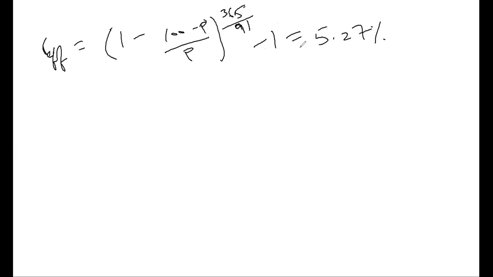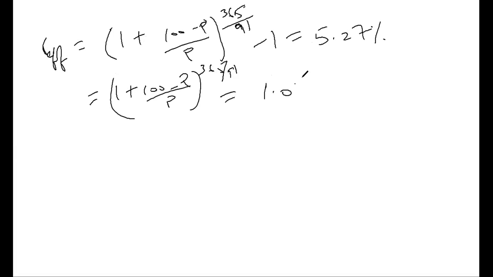So again, we're going to change the 5.27 to decimal. So we have 1 plus, and this should be plus, not minus, (100 minus P) over P, to the power of 365 over 91, equal to 1.0527. Agree? Yeah. Okay. So now we need to get rid of the index we have here.